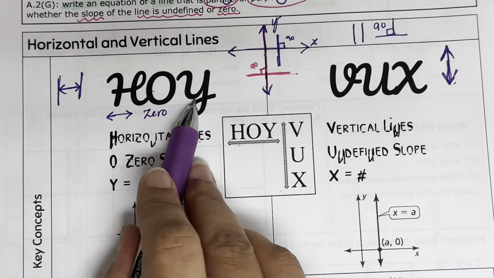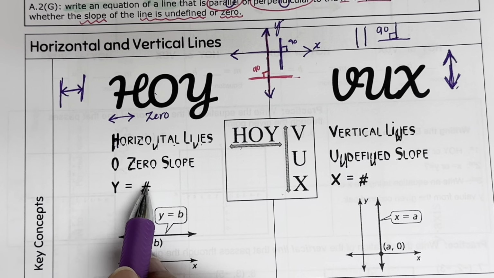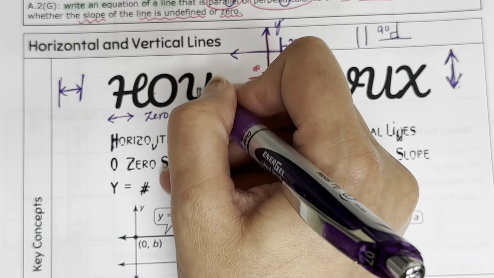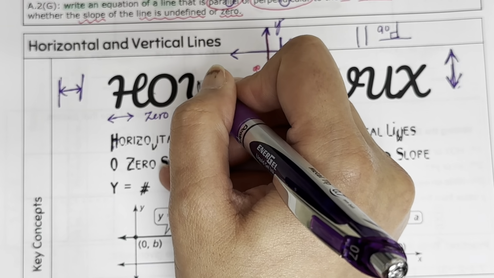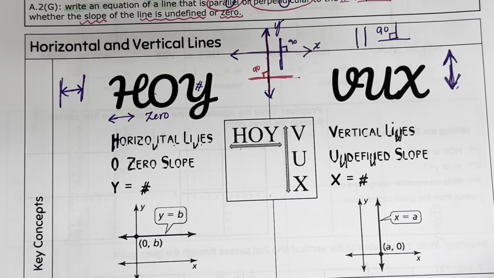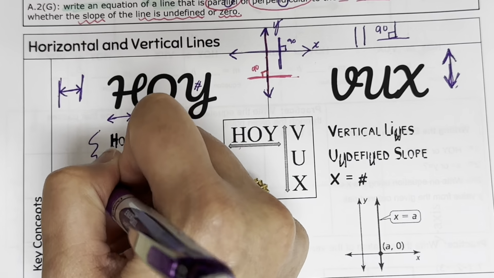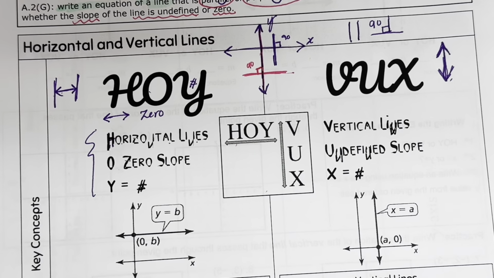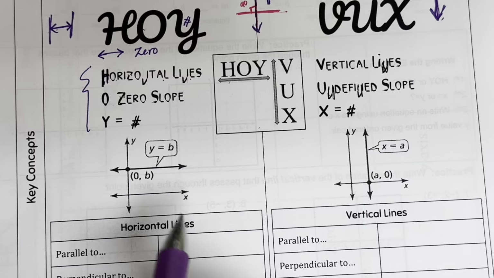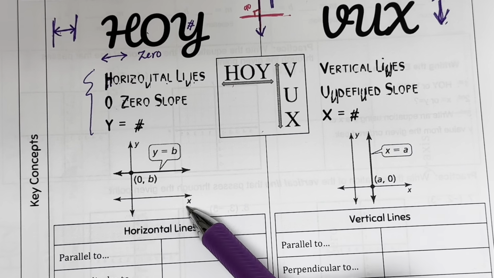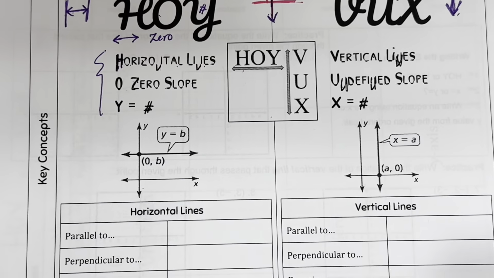And that Y represents Y equals the number. So this is the equation. I'm gonna write the equation as Y equals the number it's gonna be passing through. So super easy. If you can remember HOY, your life is gonna get easier for the horizontal lines. Horizontal line again is the one that goes left and right. It's parallel to the x-axis and perpendicular to the y-axis.